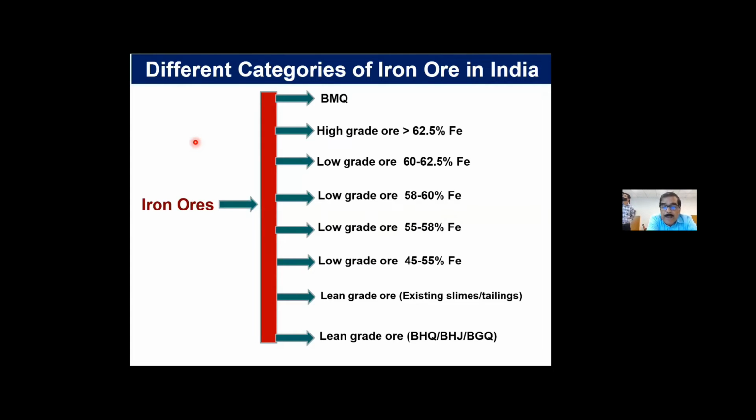And lean grade ores, as Dr. Kanan told, since 2010 the BHQ, BHJ, and BGQ are called ore. Earlier they were not called ore. Now, at the present cost, because the iron ore cost has increased, in the present scenario beneficiation is more cost economical.